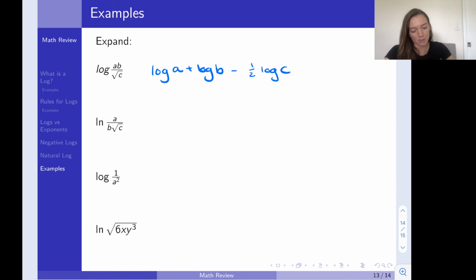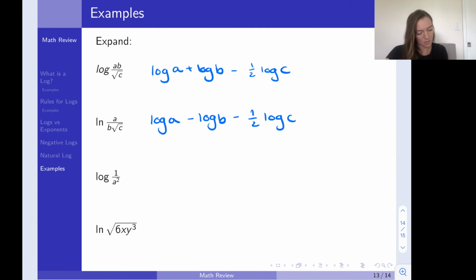Okay, and now we have a similar problem here. So now we have log A, and now our B is in the denominator, so we have minus log B, and then our square root C is also in the denominator. So again, we have minus the 1/2 log C.